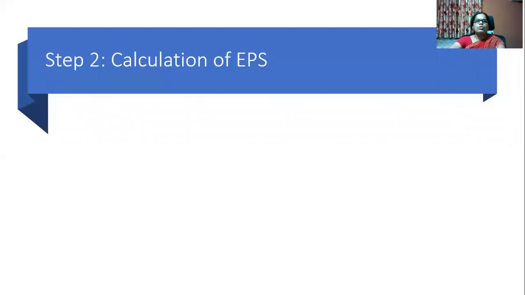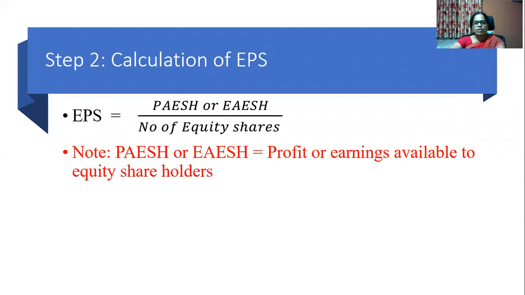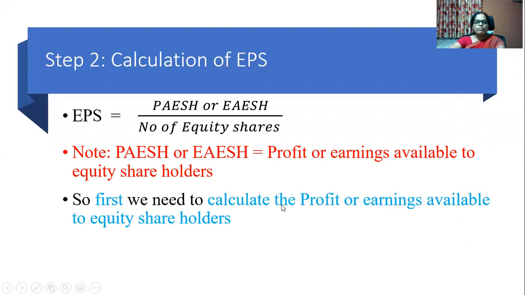The second step is to calculate the earnings per share. The formula to calculate earnings per share is profit available to equity shareholders, or earnings available to equity shareholders, divided by the number of equity shares. So we need to first calculate the profit or earnings available to the equity shareholders, and second, the number of equity shares.